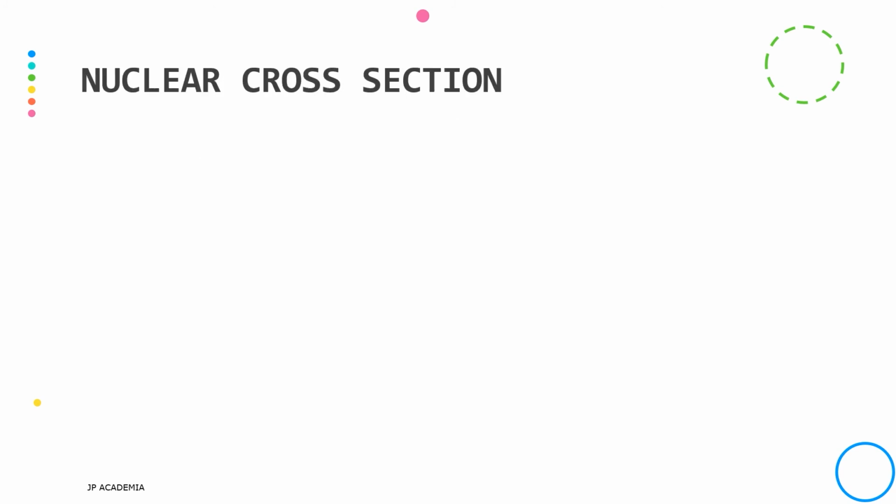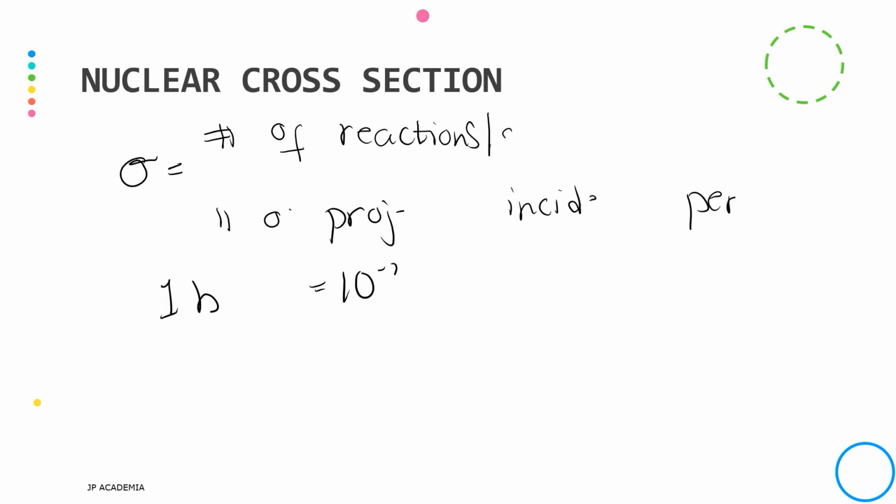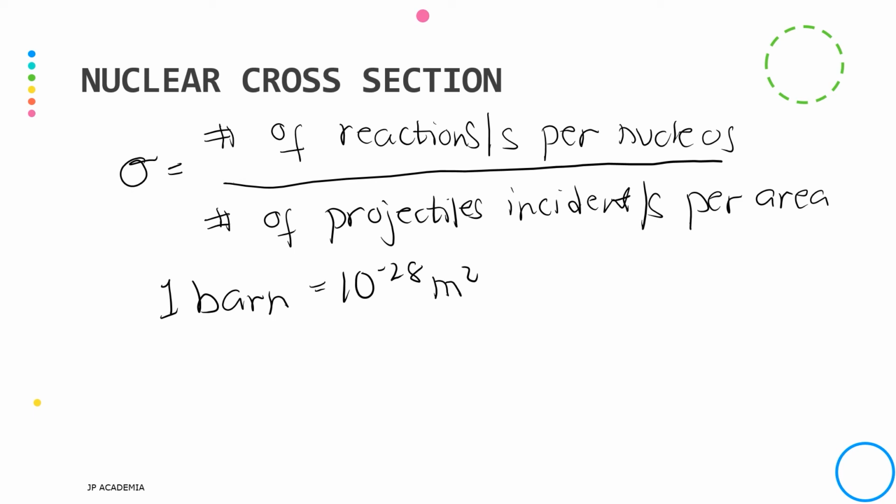Now let us define a nuclear cross-section. A nuclear cross-section is the probability that a given nuclear reaction will happen. And this is the equation. Sigma is your nuclear cross-section, and this is equal to the number of reactions per second per nucleus over the number of projectiles incident per second per area. This is defined as an effective area size of the nucleus for that specific reaction. But please note that we are referring here to the probability. A commonly used unit for nuclear cross-section is the barn. 1 barn is equal to 10 to the negative 28 square meter.